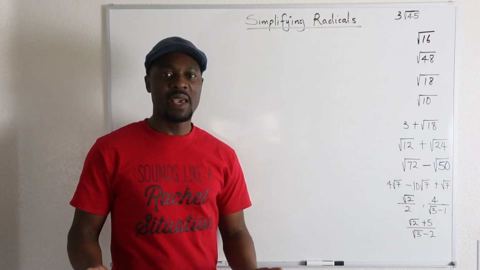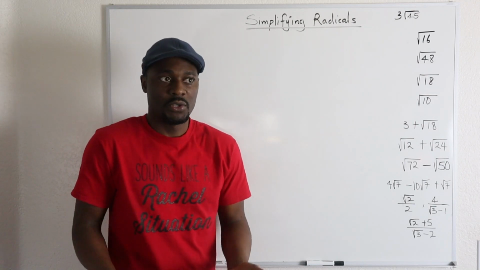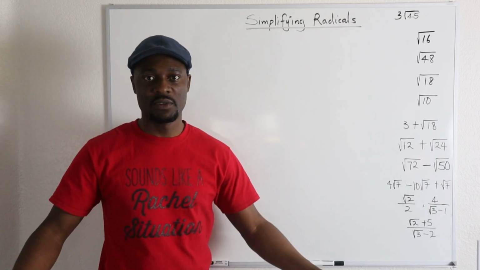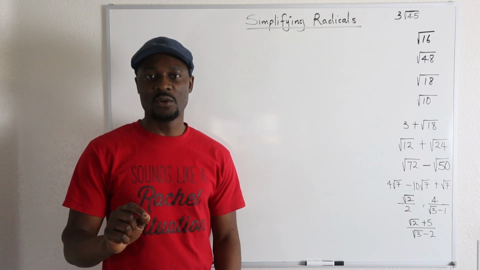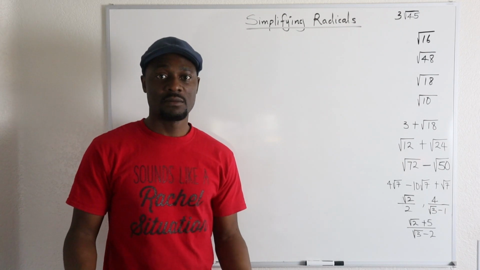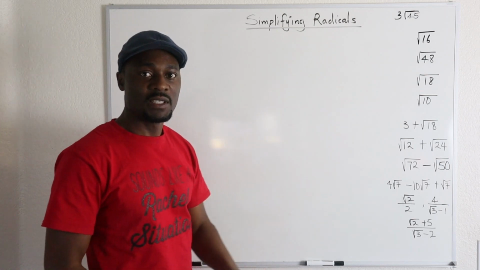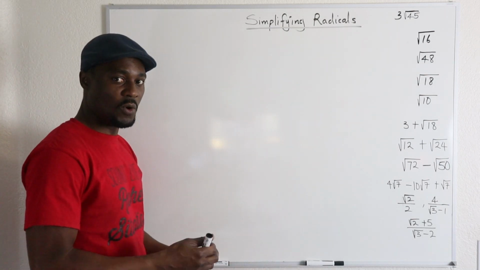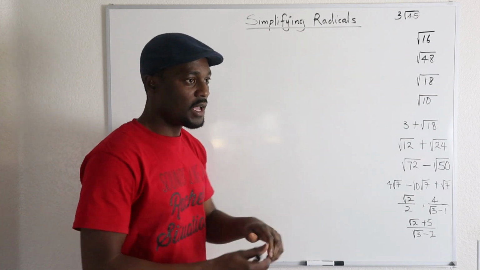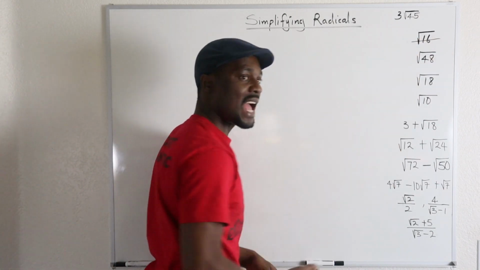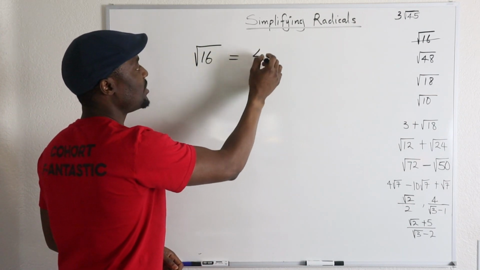A radical is basically an expression of the square root of a number, or the cube root of a number, or the fourth root of a number, whatever root you're trying to take of a number that will not give you a rational answer. Okay? So, for example, if I take the square root of 16, we all know that it's 4 times 4 that makes 16, so the square root of 16 is 4. So, I'm going to strike that out.